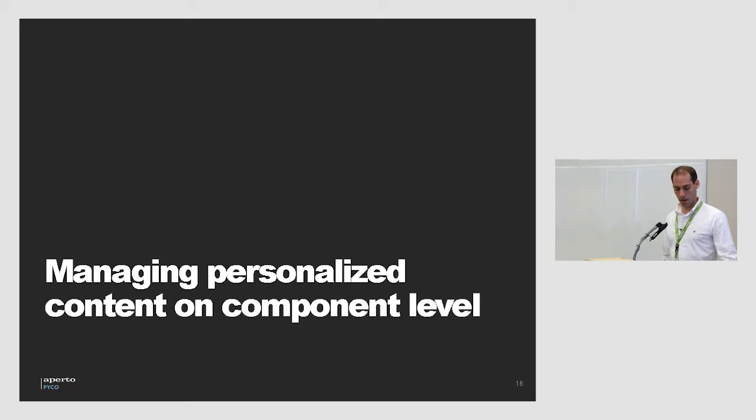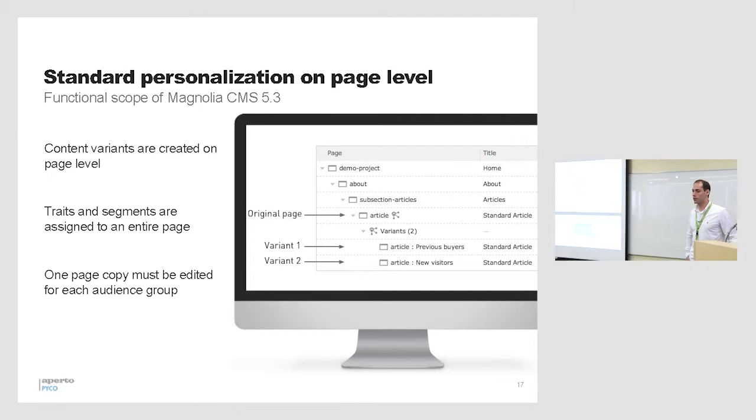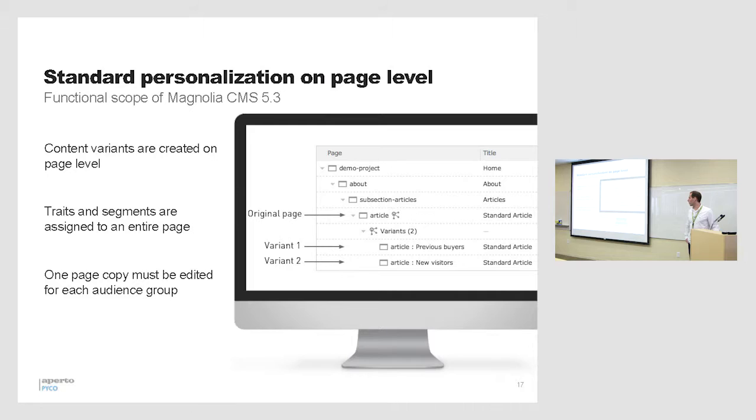Okay, then after we have some traits, we want to manage our content and optimize our content based on these traits. What Magnolia provides is you create variants on a page level. So you have an original page, here's an article page, and then you create 1, 2, 3, or 4 pages, which are actually like copies of this article page, and then you target your pages for an audience. So it means one page copy is optimized for one audience group.